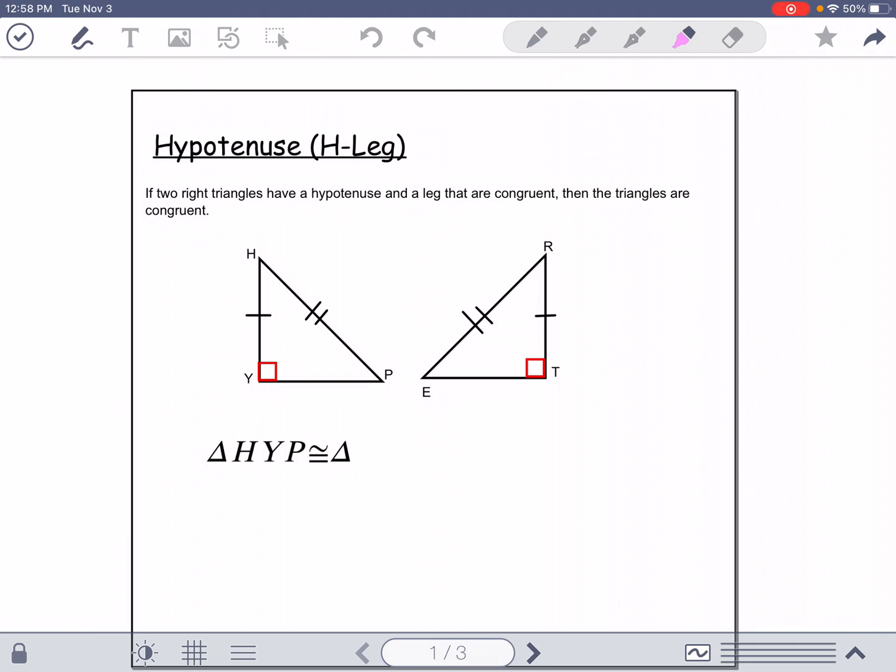So in our triangle here, HYP, notice Y is where our right angle is, HP is our hypotenuse, and HY is a leg. If we look at our other triangle, T is a right angle, RE is the hypotenuse and it's congruent to HP, and then our leg, RT, is congruent to HY. So triangle HYP would be congruent to triangle RTE.